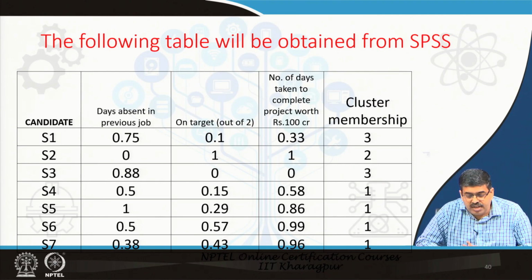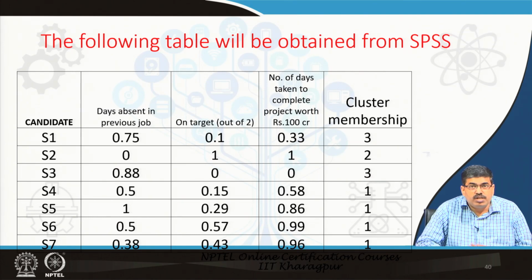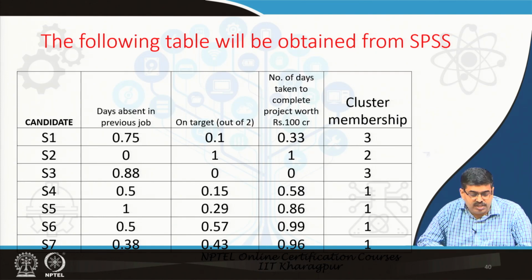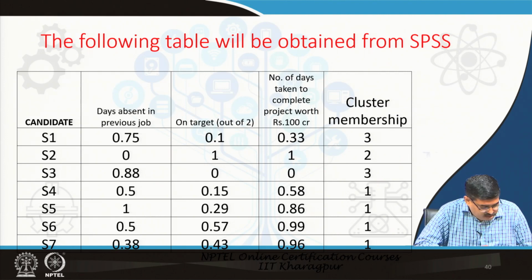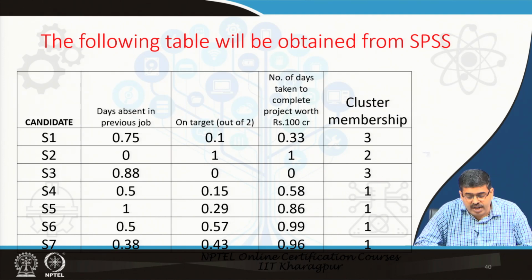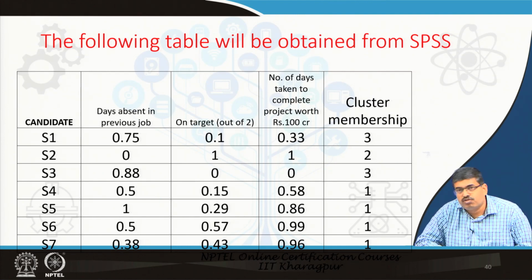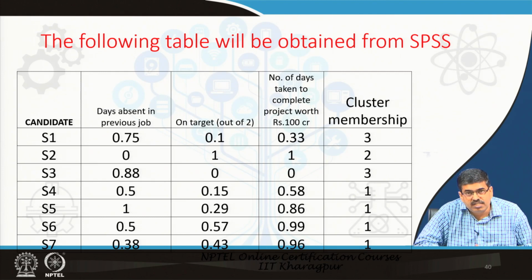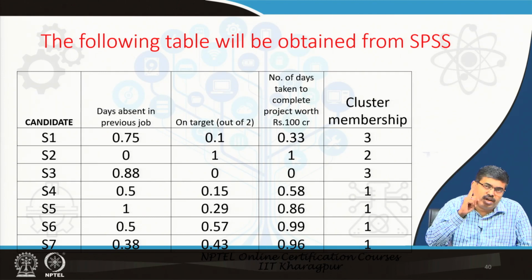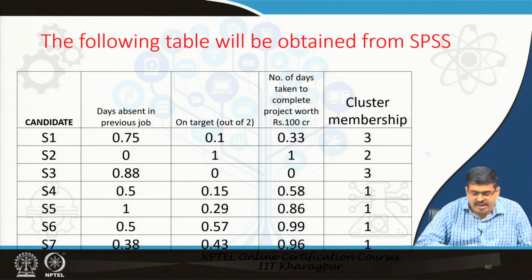Candidate S2 is in cluster 2. Candidate S3 is again in 3. Candidates S4, 5, 6, 7 are in cluster 1. Let me correct myself: cluster 1 has 4 candidates, cluster 2 has only 1 candidate, that is candidate 2, and cluster 3 has 2 candidates, that is candidates 1 and 3.